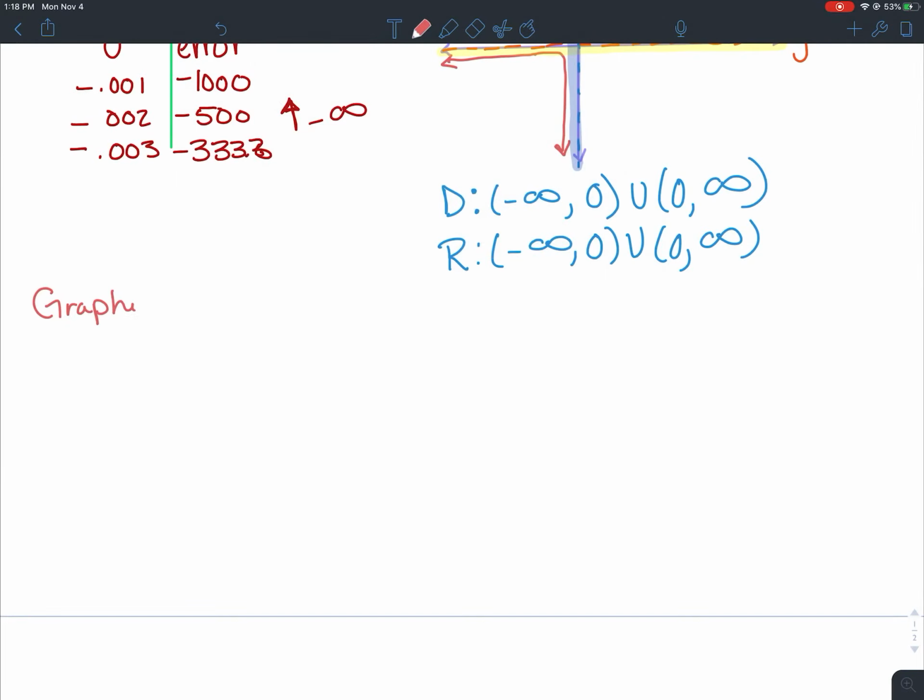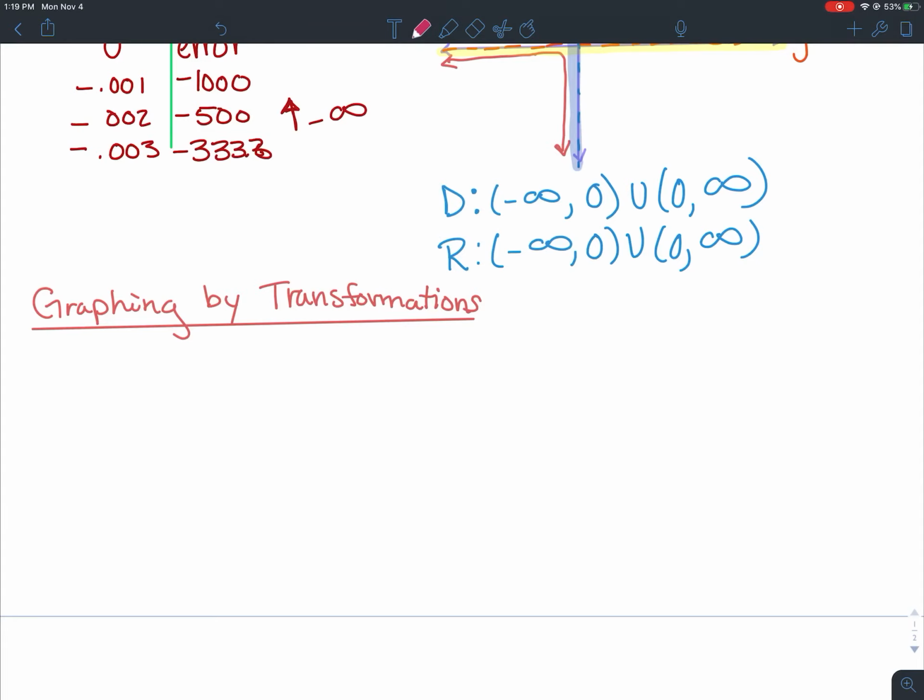Graphing by transformations. Kind of easy, kind of not. You can't just look at it sometimes. If there's variables on the top and the bottom, it becomes a little tricky. Okay, so let's start with an easy one.